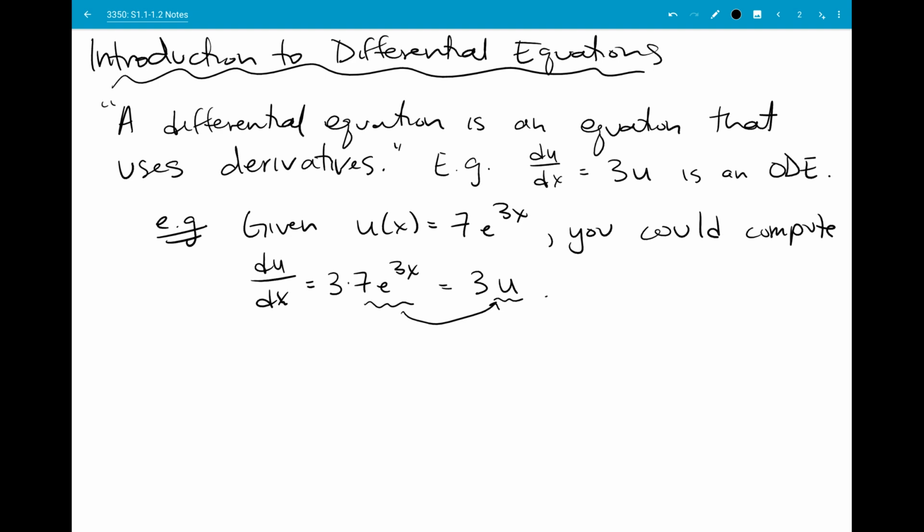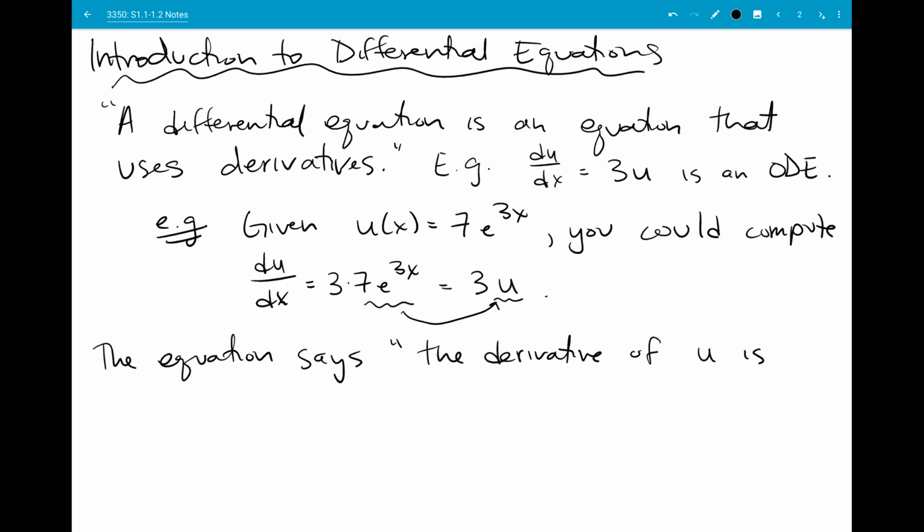And so all this equation is saying to us is that the derivative of u is 3 times u. And we'd wonder eventually why we want to be able to write this type of equation, but for now we're just going to wrap our heads around what it means, when it might arise, and what we would do with it. So this whole class is going to be about solving differential equations.